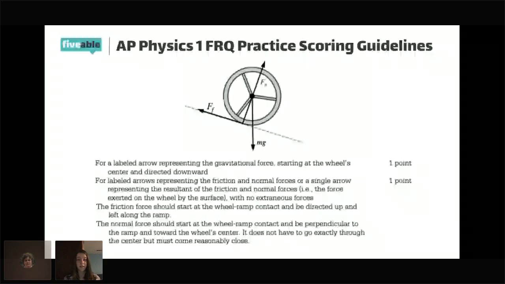So you get 1 point for the gravitational force. You get points for labeling your forces.